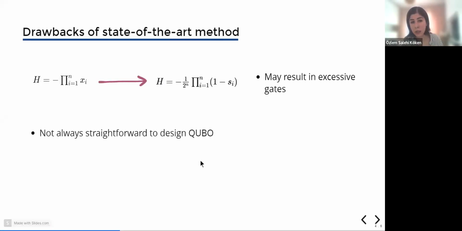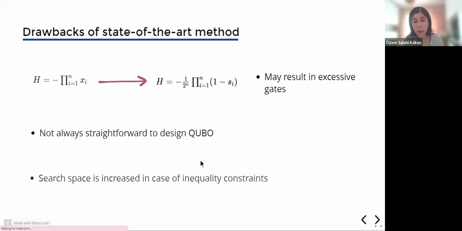And it is always not straightforward to design a QUBO. For instance, how you go from max-cut to this QUBO representation I just showed you. And there are even more complicated problems. So this is another issue. And also, you increase your search space when you have inequality constraints. Why? Because first you need to convert them into equalities by introducing additional variables, and those variables also need to be optimized, so they become part of your optimization problem.